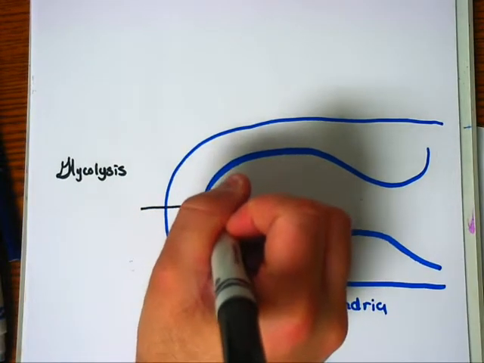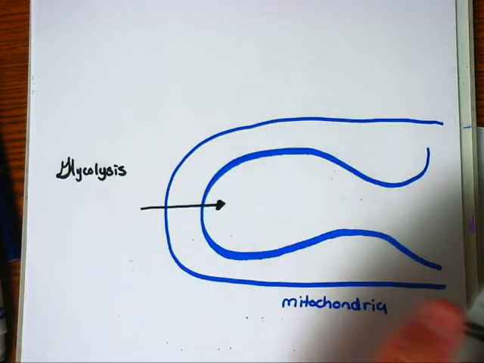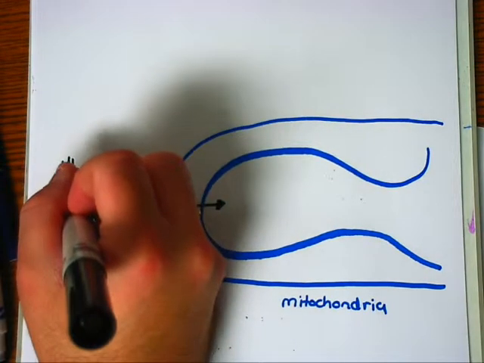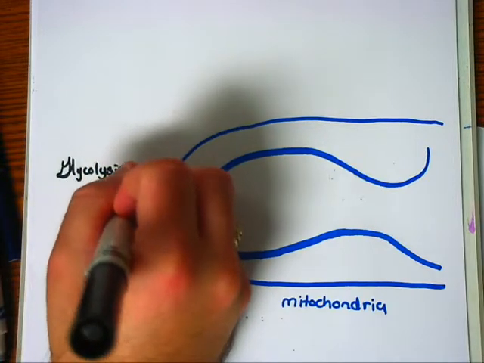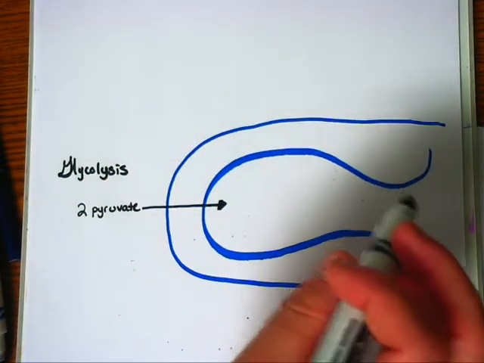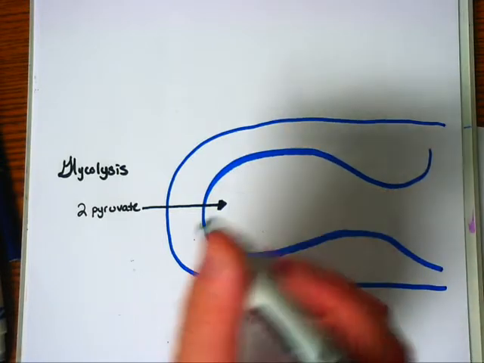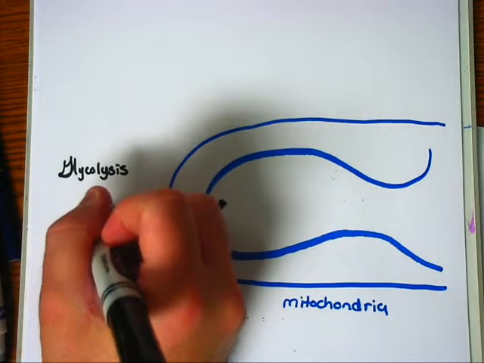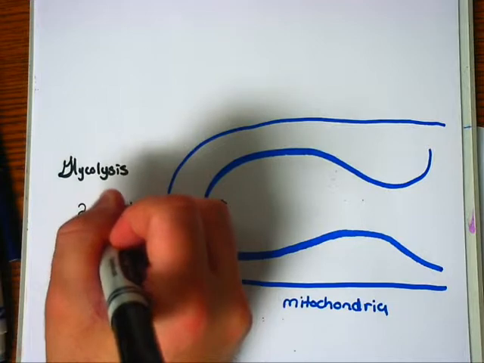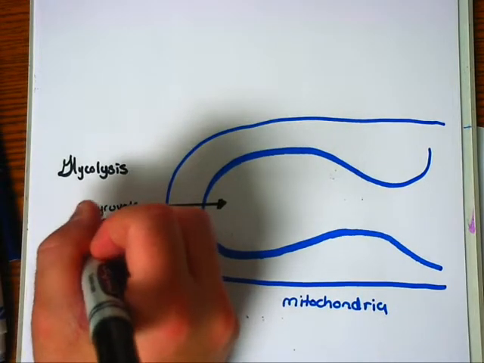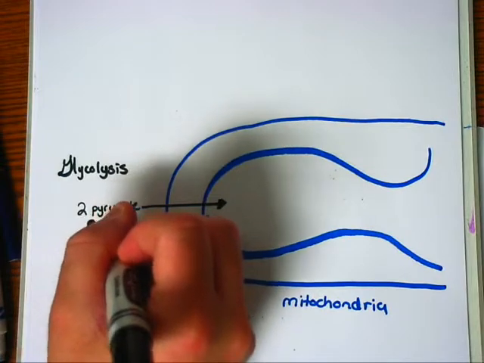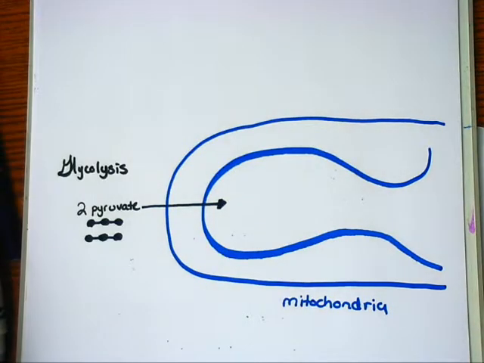So now I need to actually take my next reaction, and I need to take those two pyruvates, and I need to go into the mitochondria. Remember, how many carbons long was a pyruvate? 3. Okay, so there's 1, 2, there's the third carbon, and since there's 2 of them, I should draw out the second one here. Okay.